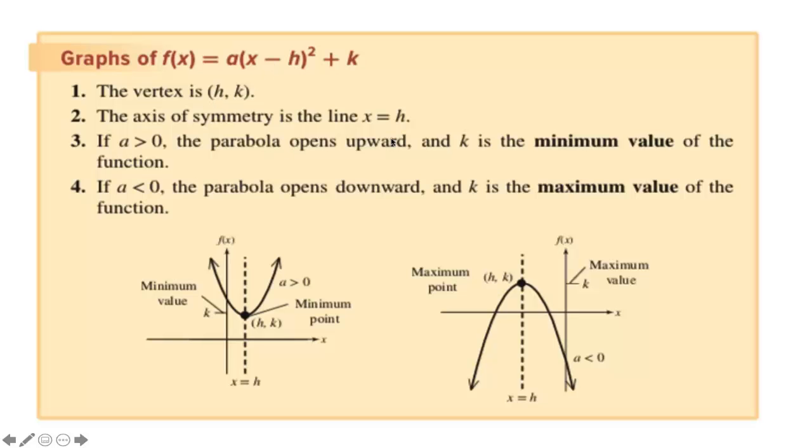Again, if a is positive, it opens upward, and k is the minimum value. K is the y value of the vertex, the minimum. If a is negative, it opens downward, and k is the maximum value. So again, here's a picture. The vertex h, k is straight from the vertex form here. And then a is positive means it opens up. If a is negative, it opens down. This is the smallest point. This is the biggest point.